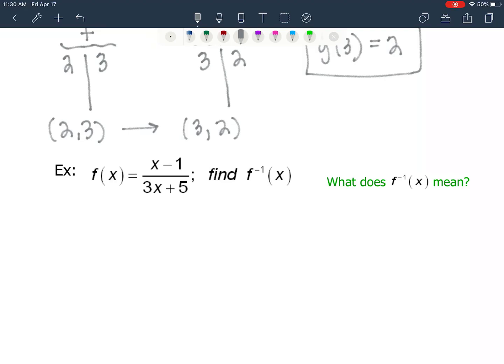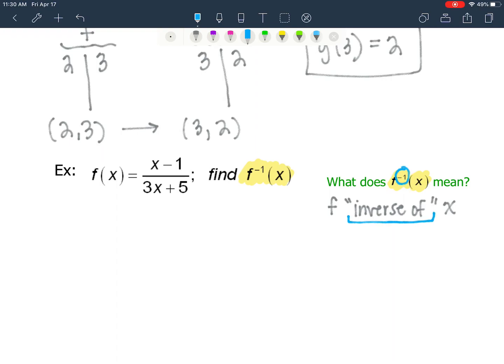So what does this notation mean? It says f of x equals (x minus 1) divided by (3x plus 5). Find, and then it says this right here. Well, what does that mean? We pronounce that f inverse of x. So this -1 here means inverse of. It's not f to the -1 power. It means f inverse of x.